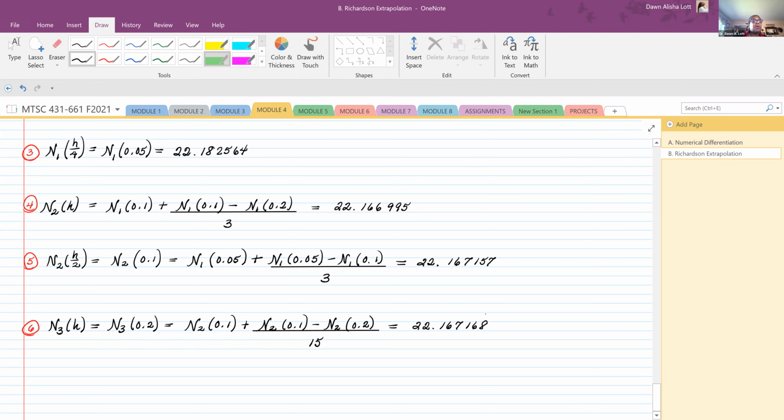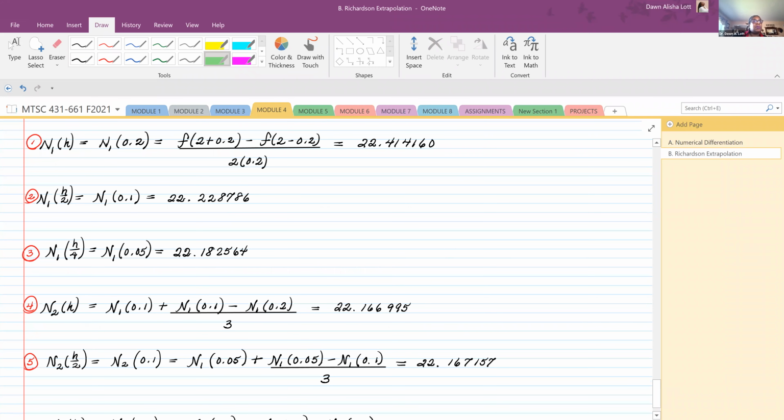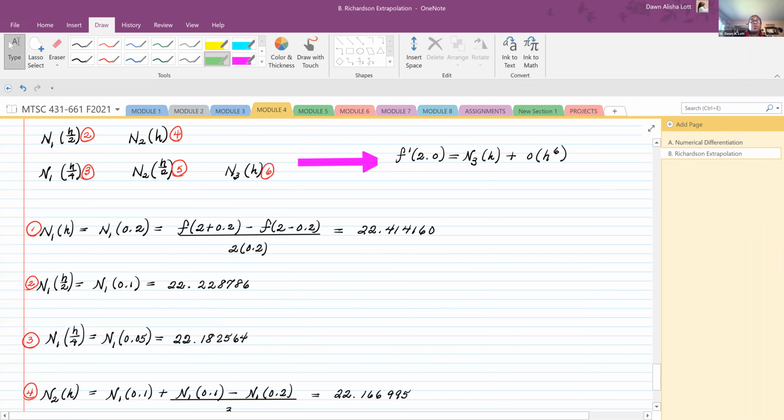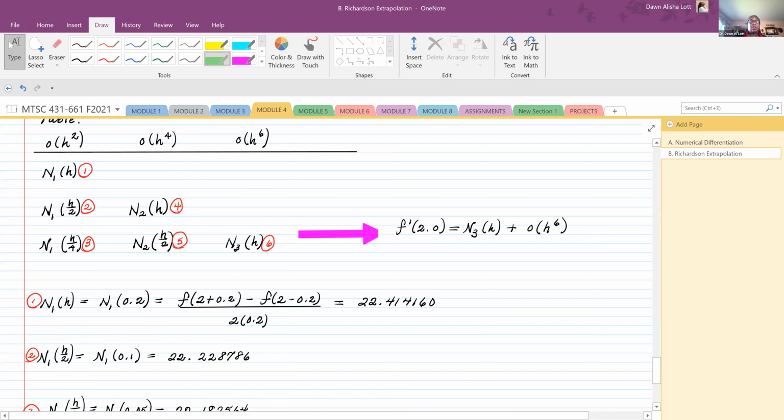Okay, so our original approximation to the derivative was 22.414160. That was our original approximation. And so now we've been able to use Richardson extrapolation to get an order h to the 6 approximation without having to find the order h to the 6 formula. And now look at the error. So this is the true value.